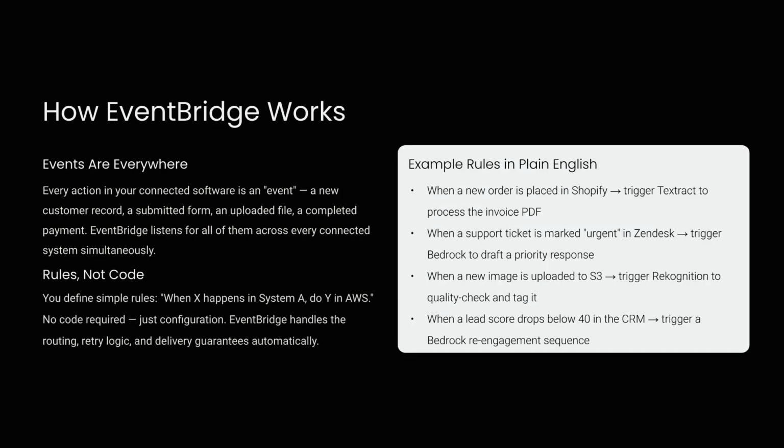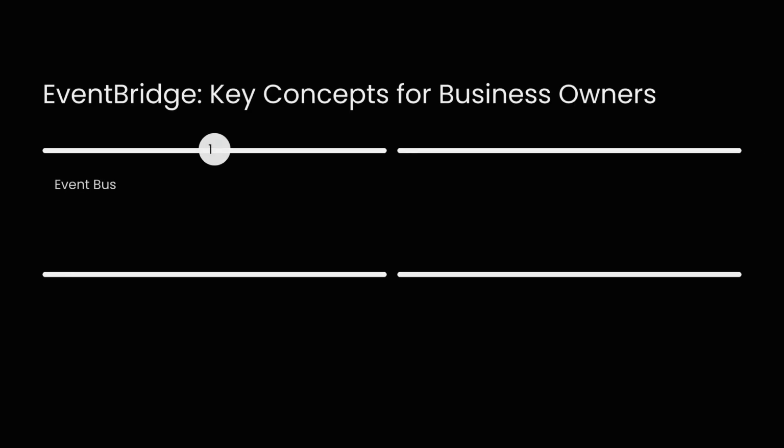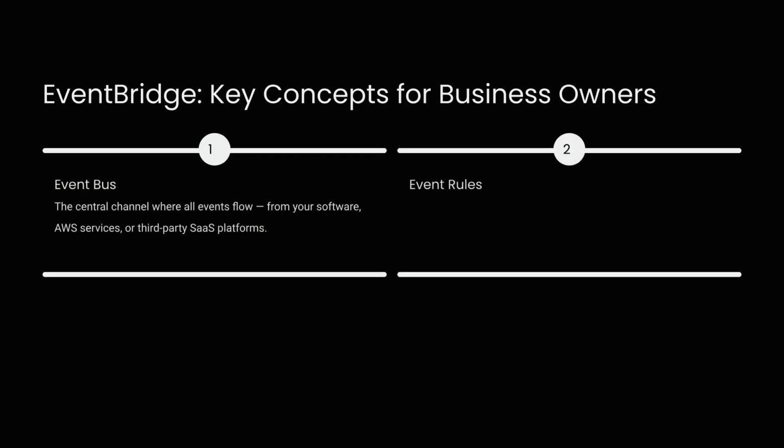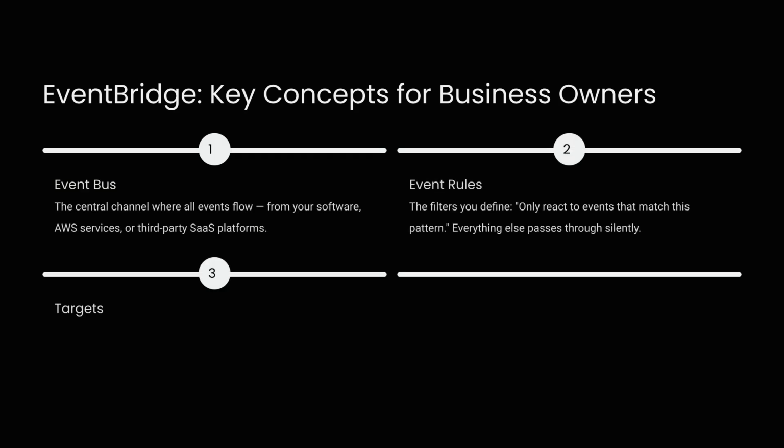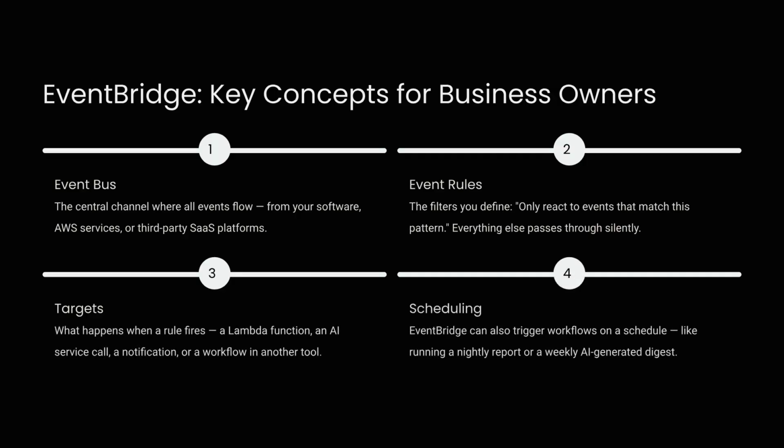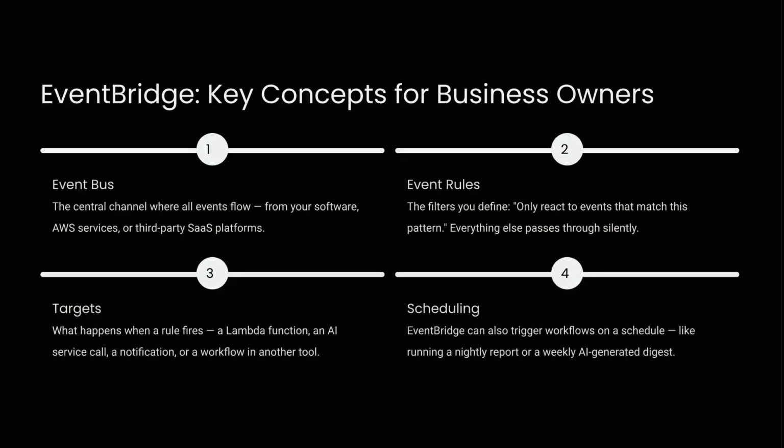EventBridge works by recognizing events everywhere, from new orders to uploaded files. You define simple rules, not code, like when X happens in System A, do Y in AWS. EventBridge handles the routing and delivery automatically. Key concepts include the event bus, the central channel where events flow, event rules, the filters you define, targets, what happens when a rule fires, and scheduling, enabling timed workflows.